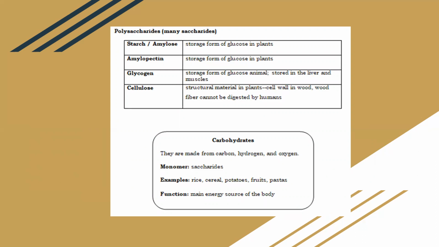Another one is the carbohydrates. They are made from carbon, hydrogen, and oxygen. The monomer is the saccharides. Examples are rice, cereal, potatoes, fruits, and pastas. The function is the main energy source of the body.